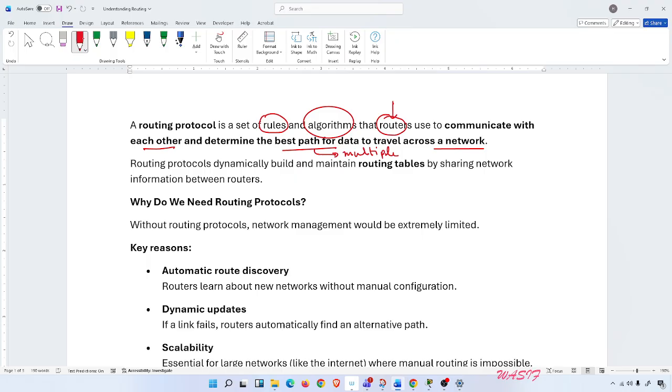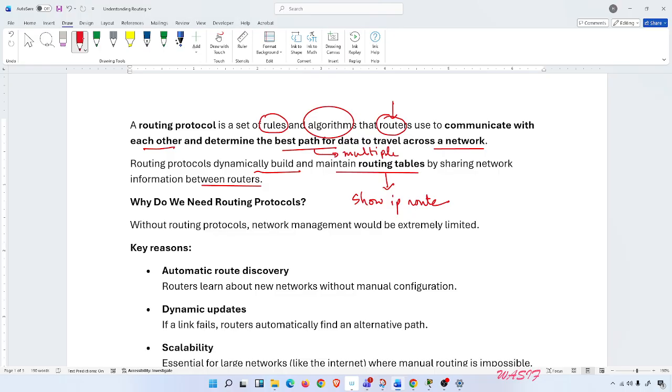Routing protocols dynamically build and maintain routing tables by sharing the network information between the networks. Now this is very important. There should be a routing table, and the routing table is like your phone book. So you will be able to see all the destination routes in your routing table. Show IP route is the command for the routing table.